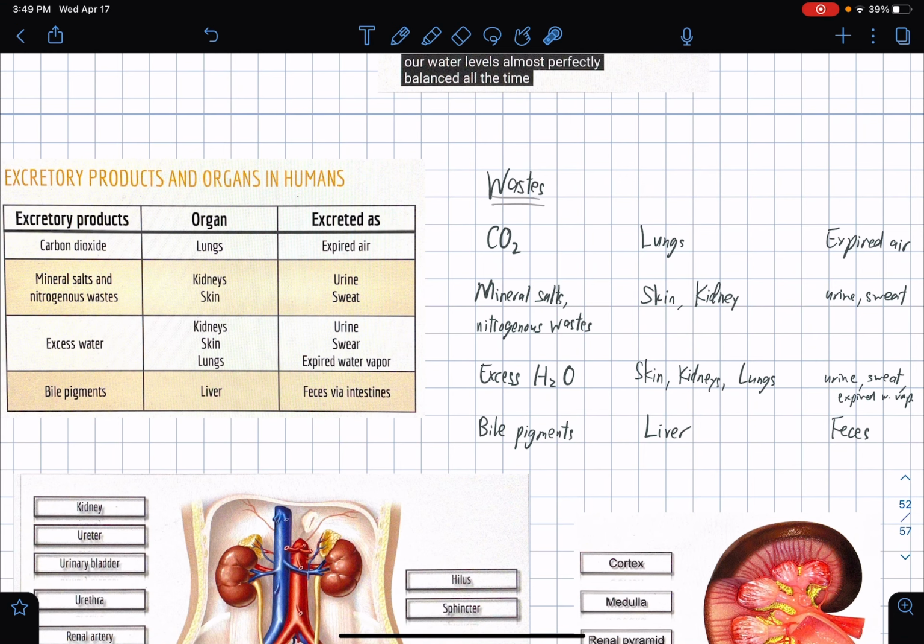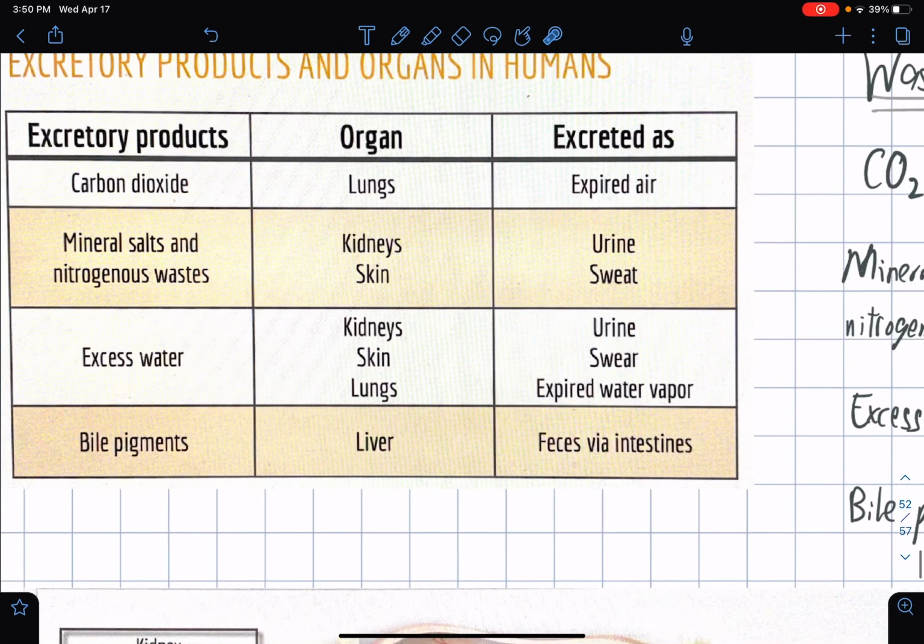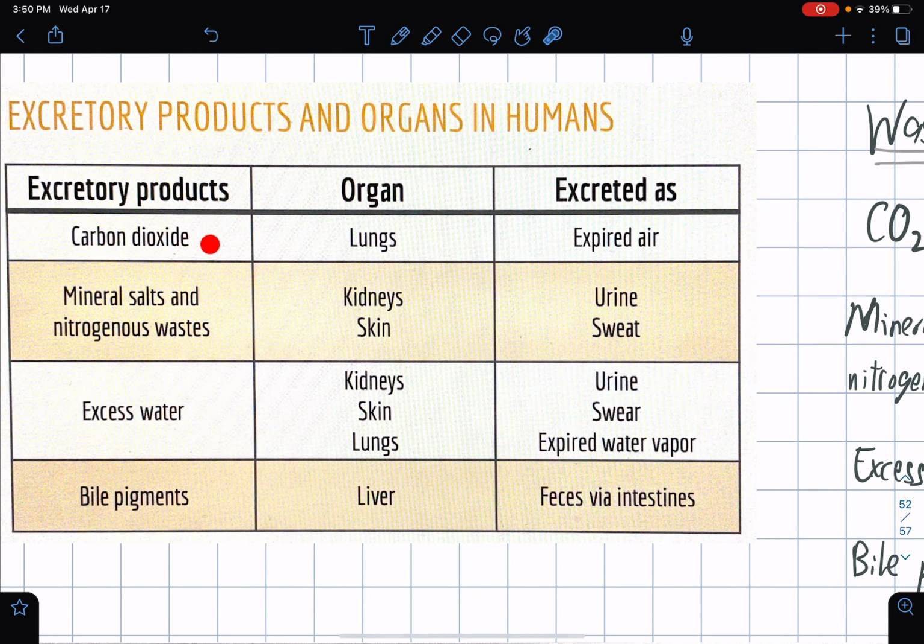So, excretory products and organs in humans. Let's start with carbon dioxide. It's excreted by the lungs as expired air. Mineral salts and nitrogenous wastes, basically urine and sweat respectively, are released by the kidneys and the skin respectively. For excess water, it's excreted as urine, sweat, or expired water vapor. The organs that release it are the kidneys, the skin, and the lungs.